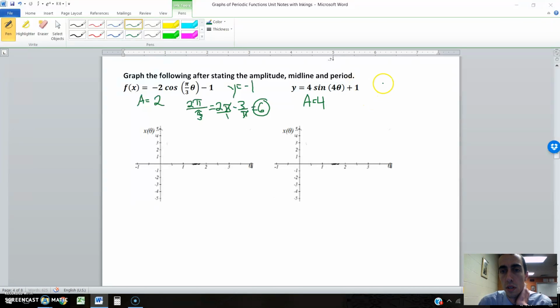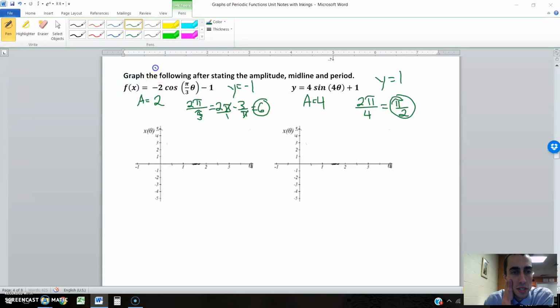Amplitude is 4. Midline is y equals positive 1. And then the period is 2 pi over b, which is pi over 2 for a period. Alright. Now let's go back and graph it.